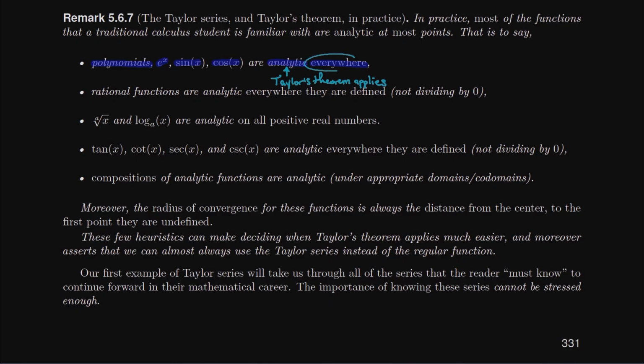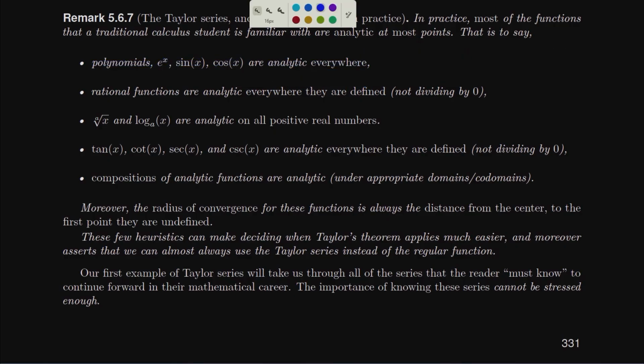Now, what does everywhere mean? Everywhere means the radius of convergence is infinite. Or in other words, the series converges for all x in R regardless of the center. And so polynomials, exponentials, sines, and cosines, beautiful functions. You can't go wrong with those when it comes to Taylor series.